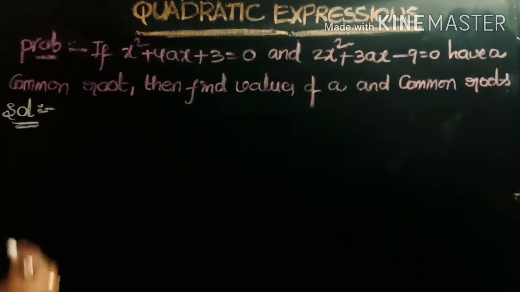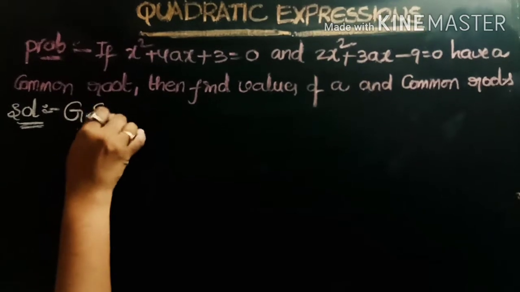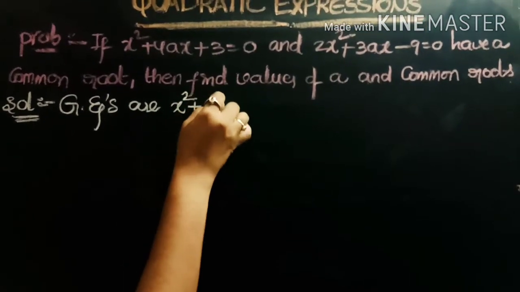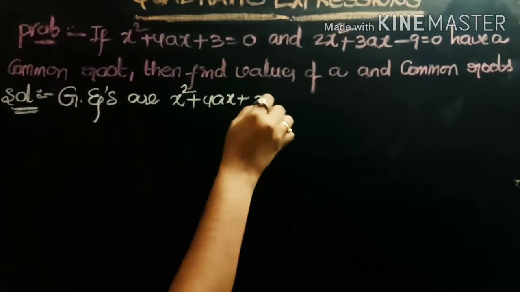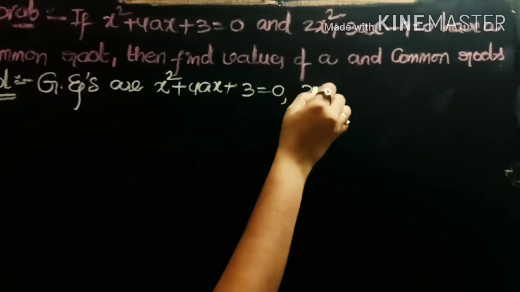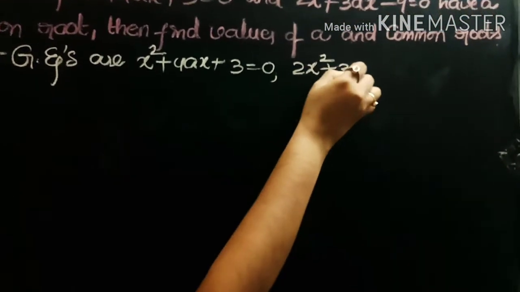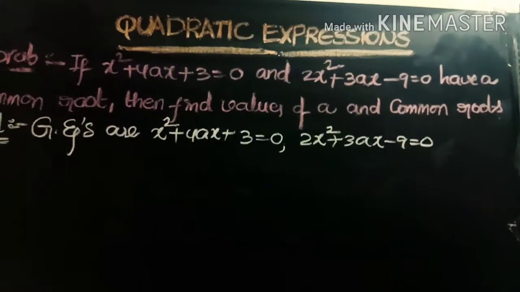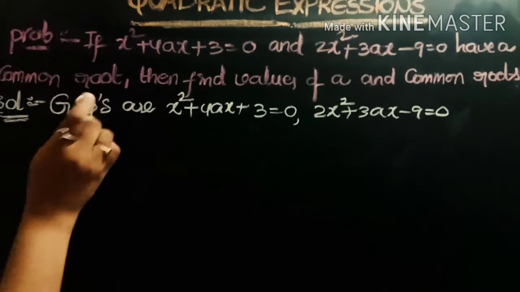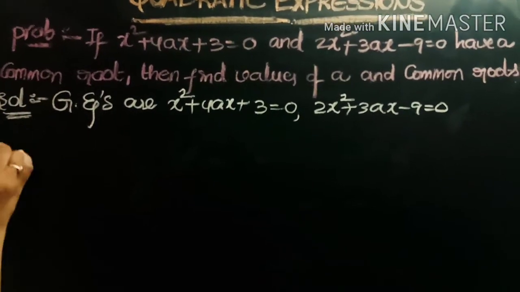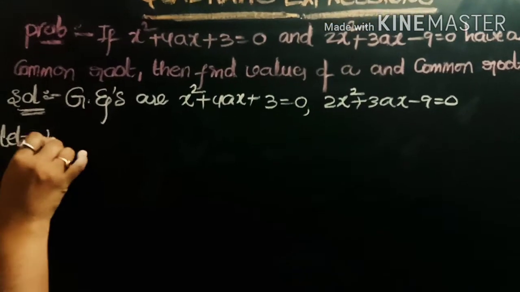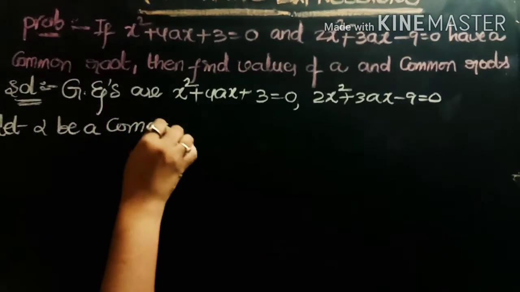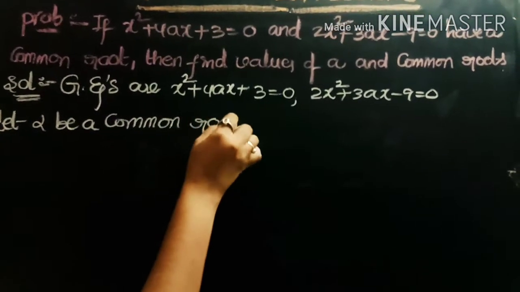So first we are writing the given equations here. The given equations are x square plus 4ax plus 3 is equal to 0 and the second equation is 2x square plus 3ax minus 9 equal to 0. Now given that the equations have a common root, let alpha be the common root of the equations. That is, alpha satisfies both of the equations.